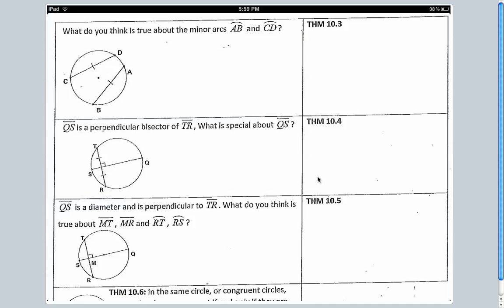Okay, let's move on to section 10.3. We've got some theorems here that we've got to knock down first, and then we'll move on to some examples. So, 10.3, what do you think is true about minor arcs AB and CD?